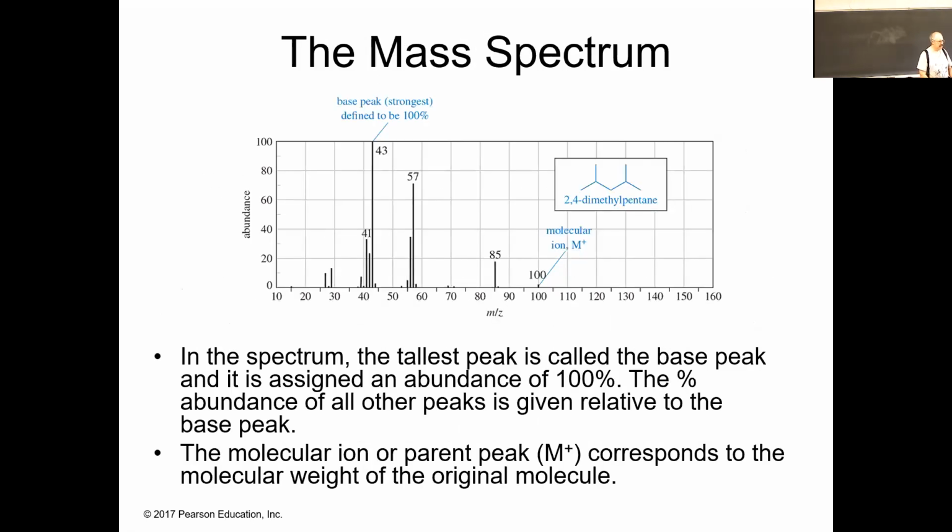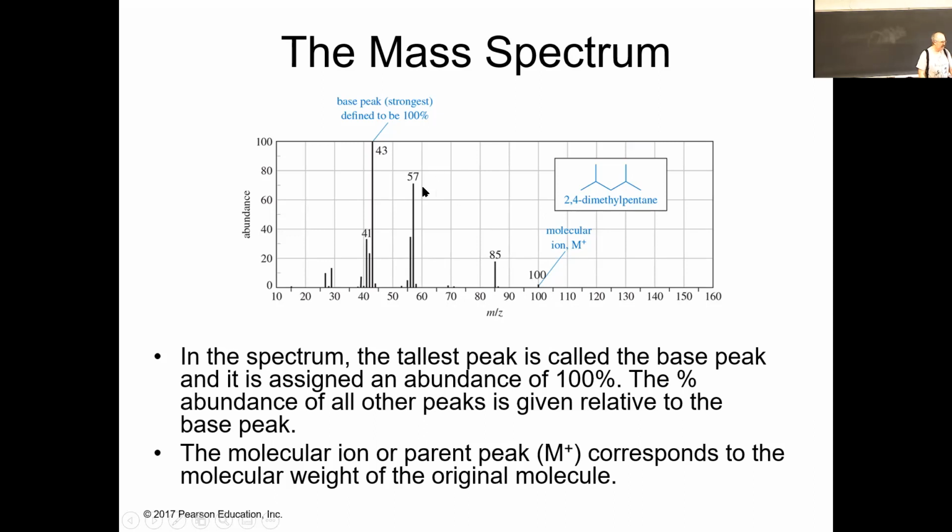Okay, so here is a mass spectrum. This is for 2,4-dimethylpentane. This molecule has a molecular weight of 100. So this is the molecular ion peak, okay, where just one electron has been knocked loose. Okay, the difference here between 100 and 85 is 15, so that means we've lost a methyl group.